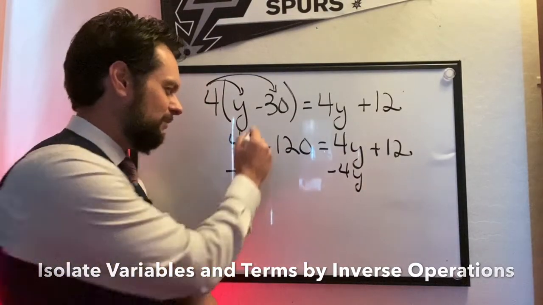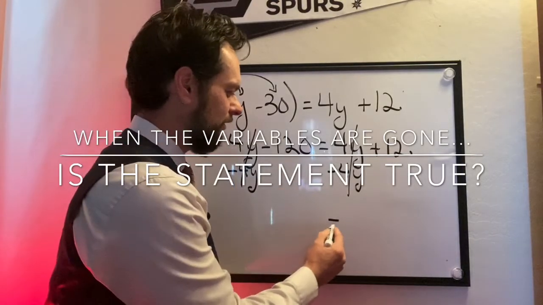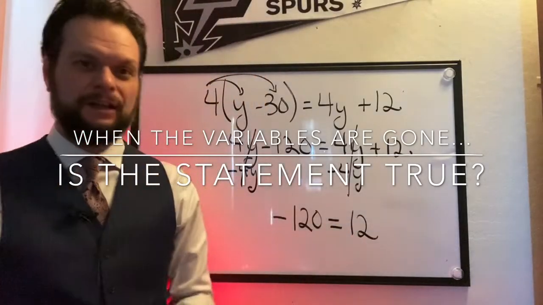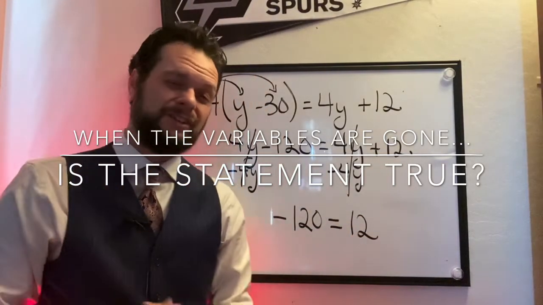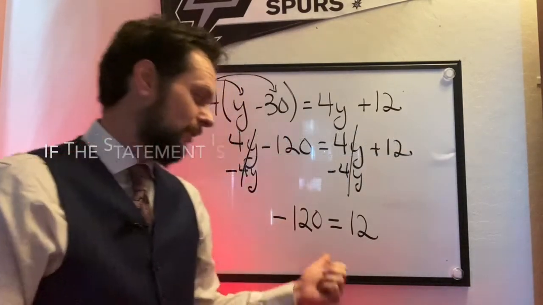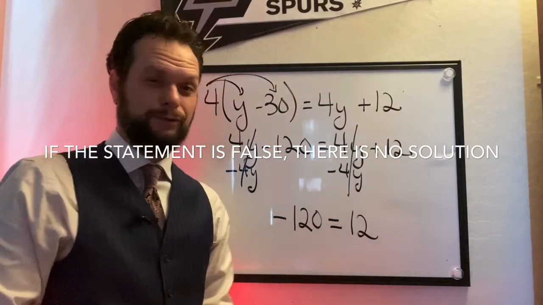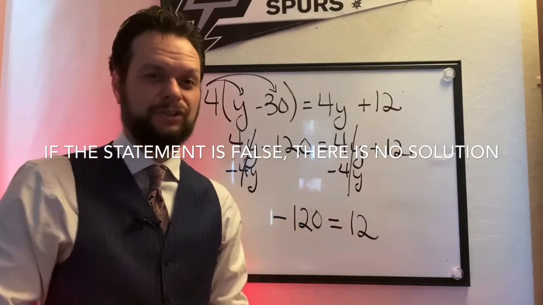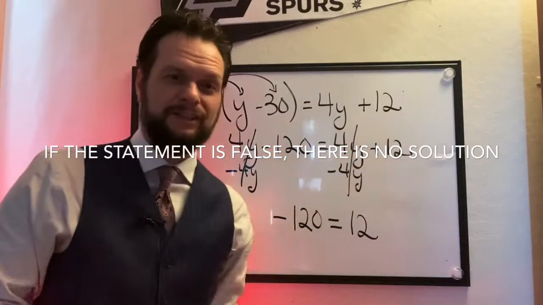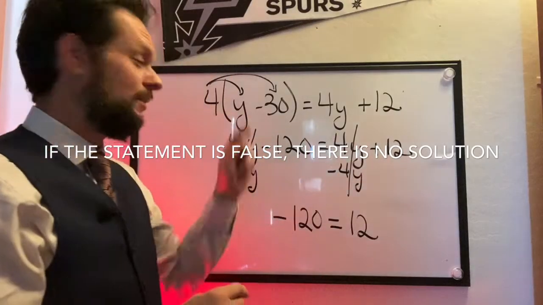4y minus 4y is going to be 0. So that's gone, just like that's gone. And the only things that are left on this teeter-totter, or in this equation, is a negative 120 equals 12. Now I'm going to ask you, does negative 120 equal 12? I don't think so. So when you have a situation where you have no more variables left and the statement is not true, this means that there are no solutions that will satisfy this equation. There's not going to be any instance or any number that's going to make this teeter-totter perfectly level if we choose just one number or any numbers for y.